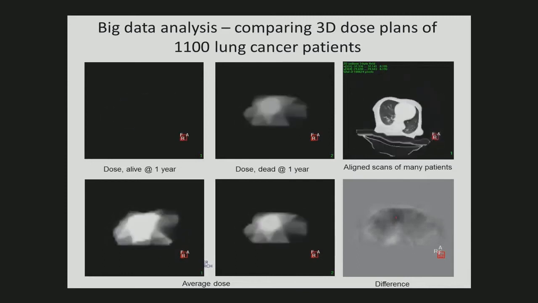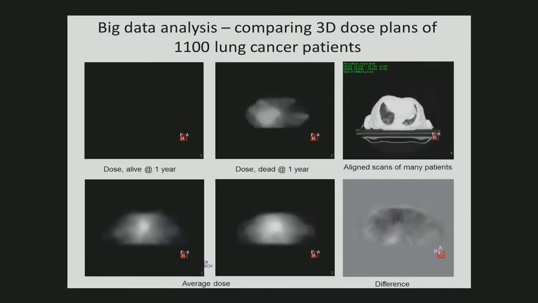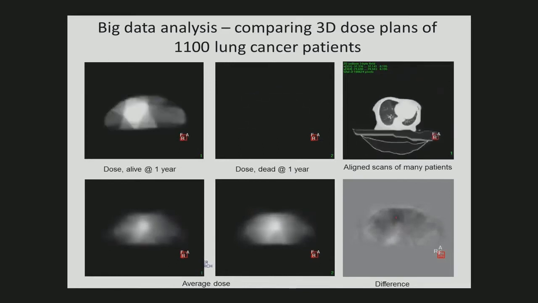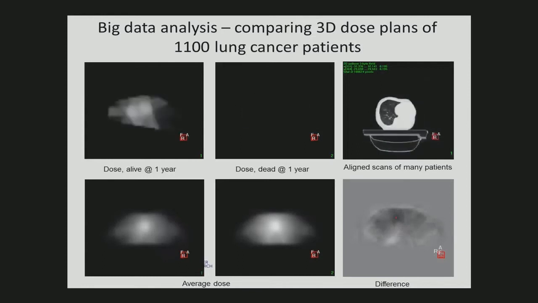But if you take the average of these dose distributions, and we had 1,100 lung cancer patients here, and 1 year is about the median survival. Lung cancer is a horrible disease. People die quite quickly, and they're also in bad shape because of smoking and cardiac disease. And so we brought those dose distributions together with deformable registration, subtracted the average dose distribution. Now we found a black spot. And remember, on the other study, we found a white spot. The white spot means higher dose is good. Here, higher dose is bad.